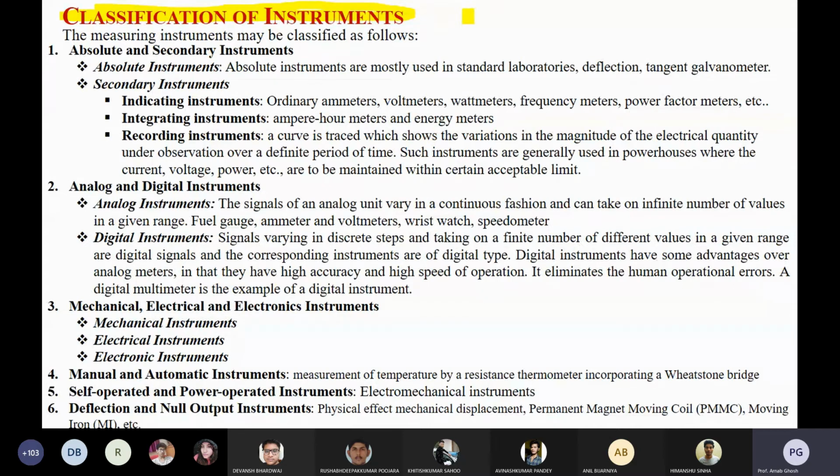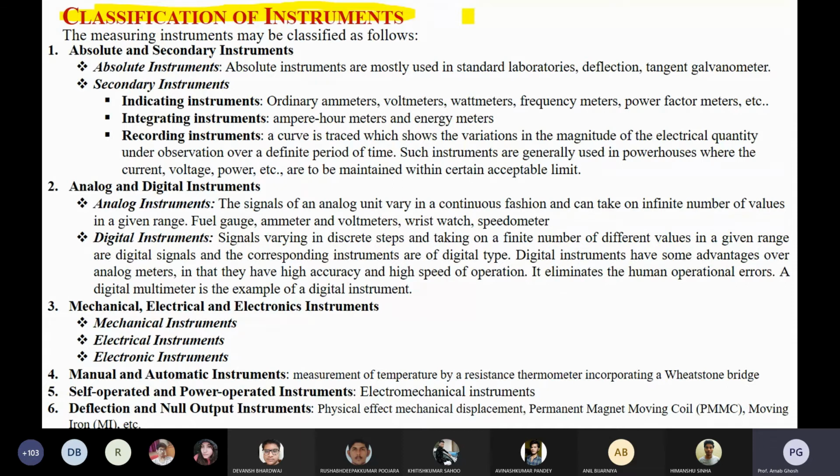So here I am going to tell about the different classifications, meaning the different types of instruments. First is absolute and secondary instruments. Okay, these two are the major classifications. There are six classifications in all: absolute and secondary instruments.